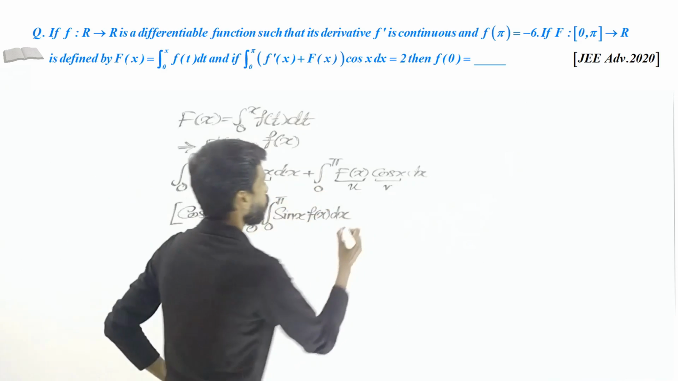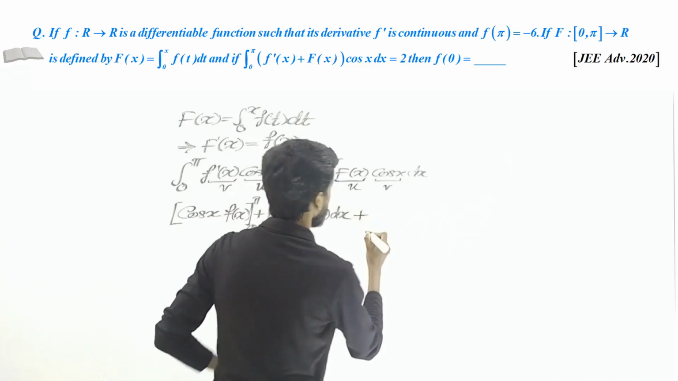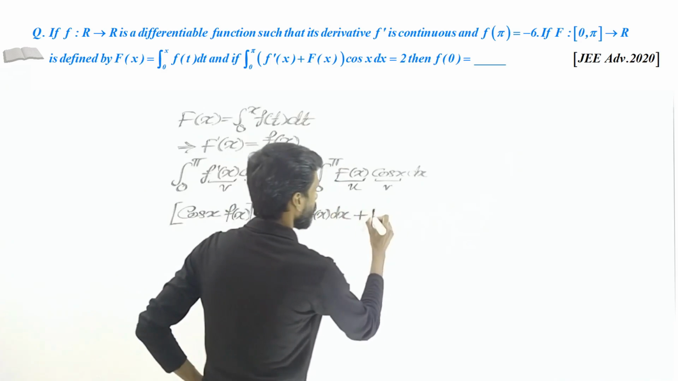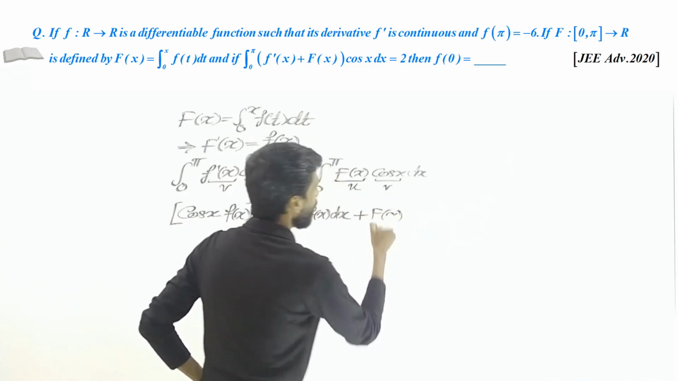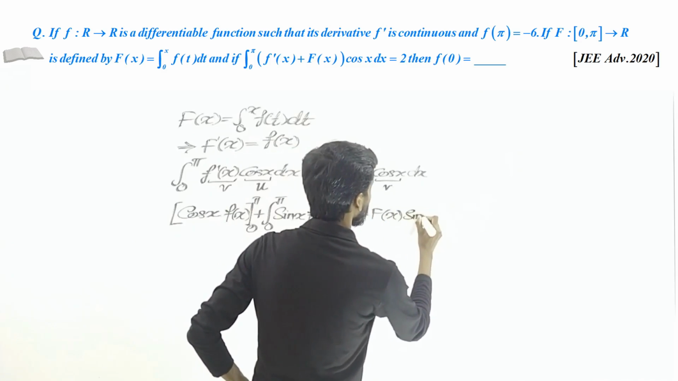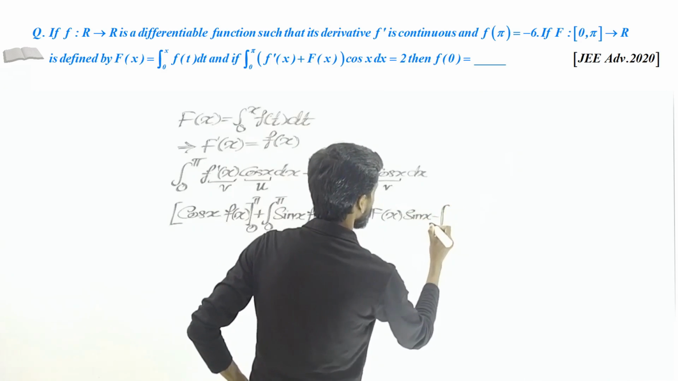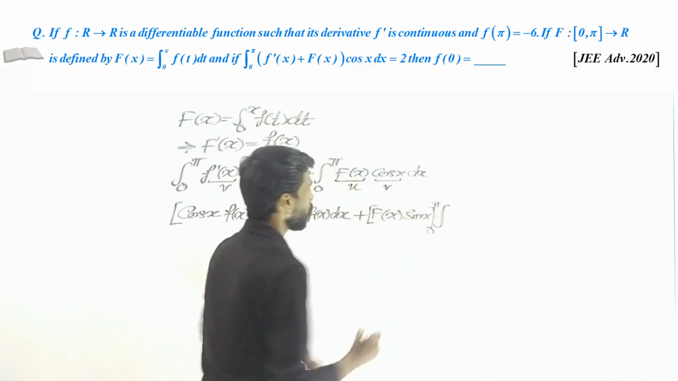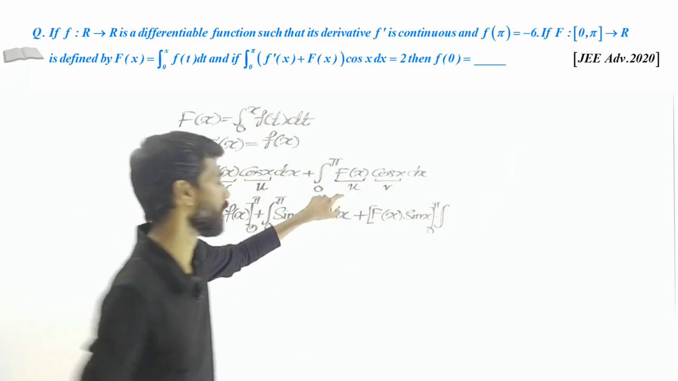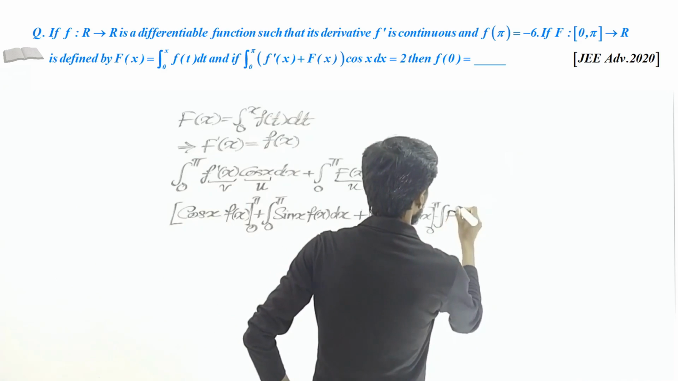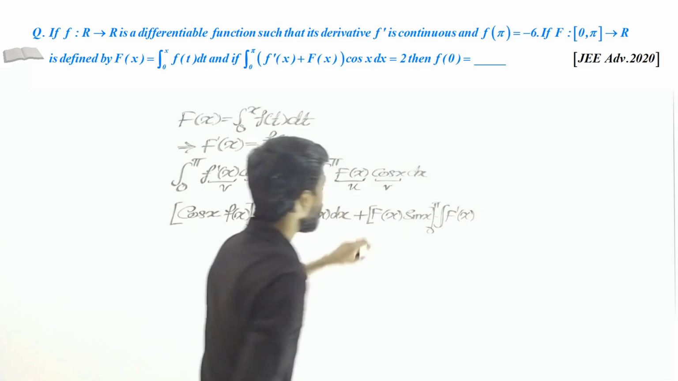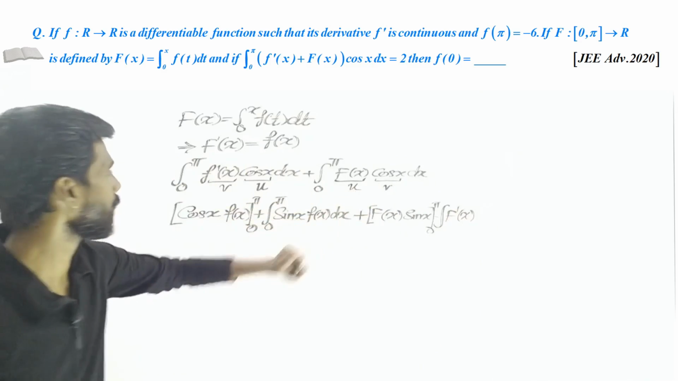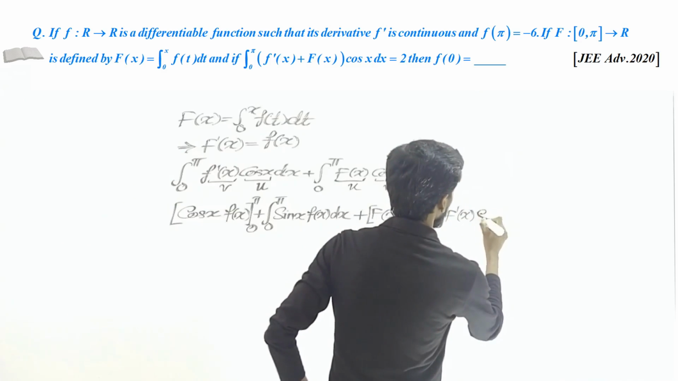Similarly here, we will use integration by parts again. This is u, that is f of x, multiplied by the integration of v, that is sin x, minus, with the limit 0 to pi, minus integration of the derivative of this u, that is f dash of x, multiplied by the integration of cos x, that is sin x already.